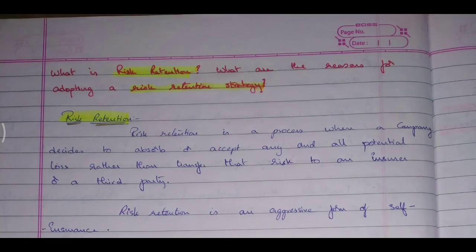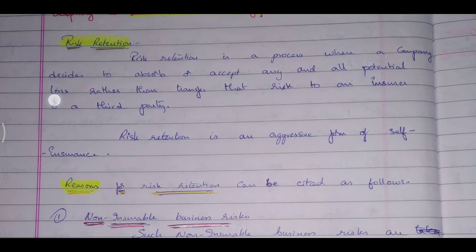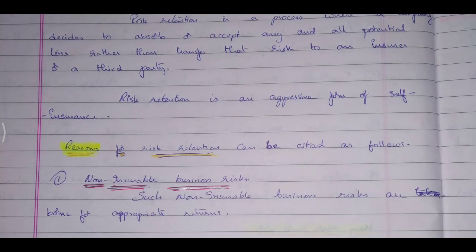What is risk retention? What are the reasons for adopting risk retention? Risk retention is a process where a company decides to absorb or accept any and all potential loss rather than transfer that risk to an insurer or a third party. Risk retention is an aggressive form of self insurance.